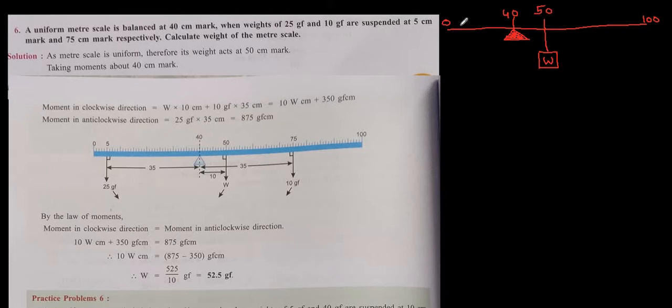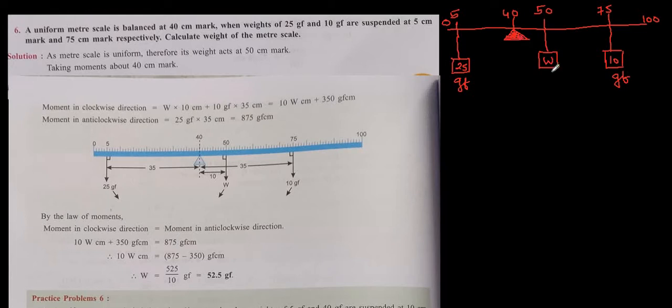At 5 centimeter, the weight suspended is 25 GF. At 75 centimeter, another weight is suspended, that is 10 GF.